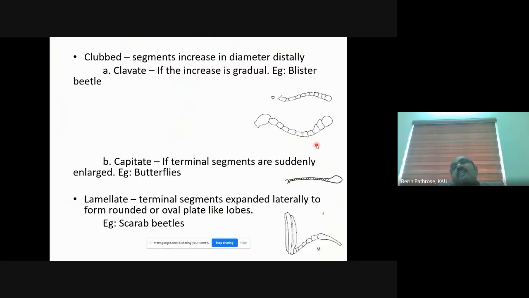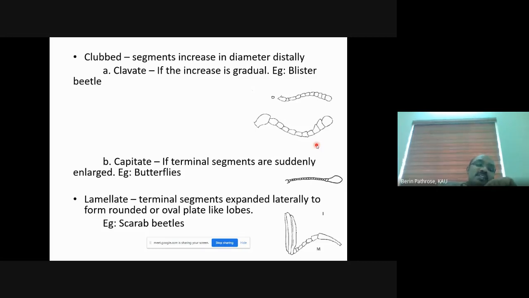So whatever it may be, if the size of the segments increases as we move towards the apical portion of the antenna, that type of antenna is called club. If the size of the segments increases gradually, that type of clubbed antenna is called clavate antenna, seen in the case of blister beetle. And in the case of capitate antenna, the terminal segments enlarge abruptly. The last 2 to 3 segments enlarge abruptly, and that is capitate antenna we see in butterflies.